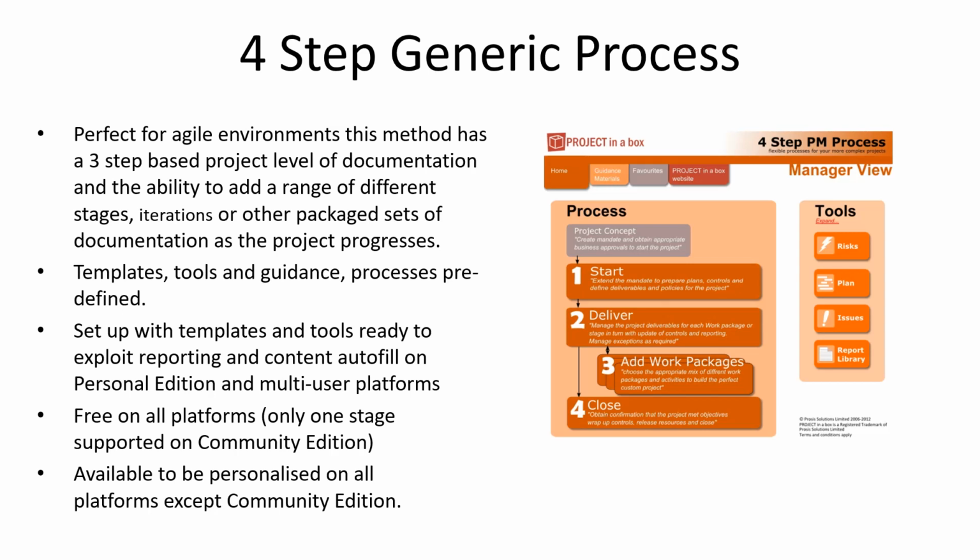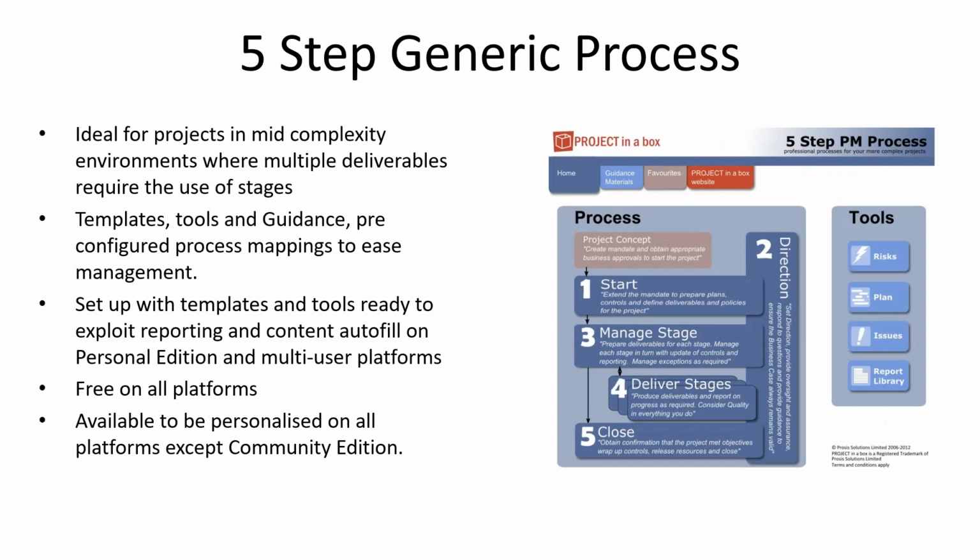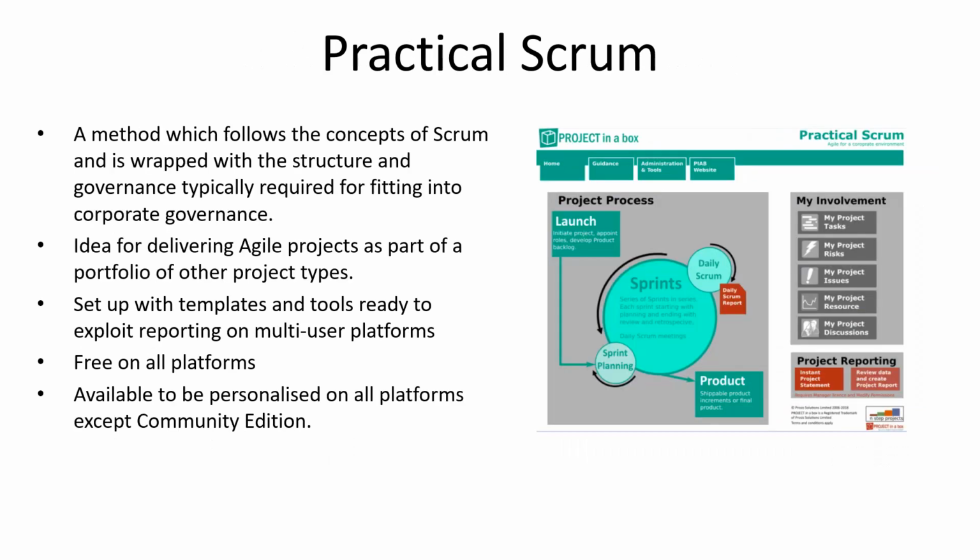So for mid-complexity, as we describe it, traditional projects. This is the largest of the N-step methods, the 5-step. Again, it uses multiple stages for delivery and documentation, just like with the 4-step, but it's got a bigger set of documentation, and it includes a direction process as well. And these are a typical flow of a family, and there's plenty of other videos around the N-step methods, and people find them very popular. They're by far the most common methods used on the system, and personalised to match corporate requirements as well.